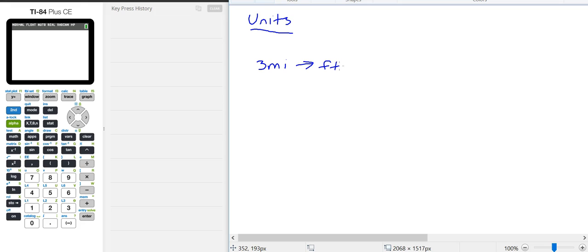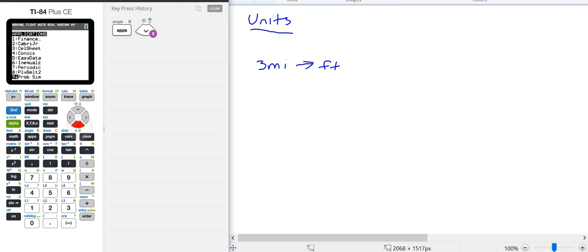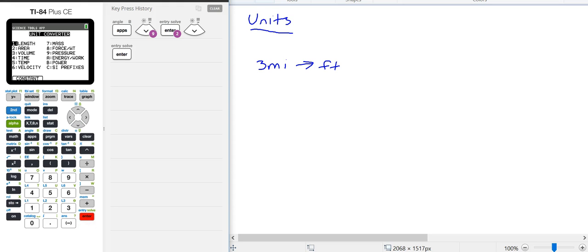What we would do is press the apps button and scroll down to 0, Sci Tools or science tools, press enter. Press any key, so you can press enter again. Scroll down to 2, unit converter. And now we have different options. We can either convert a length, an area, a volume, time, temperature, velocity, mass, force or weight, pressure, energy or work, power, or science prefixes.